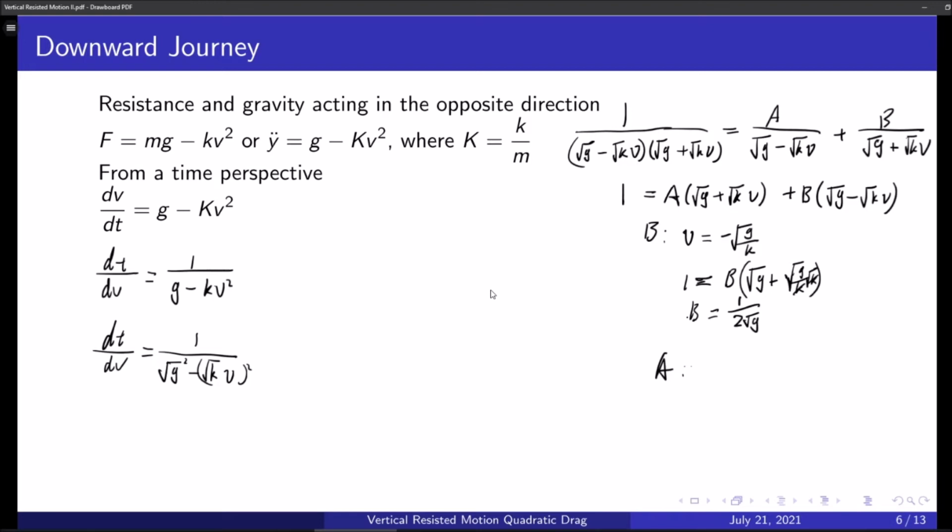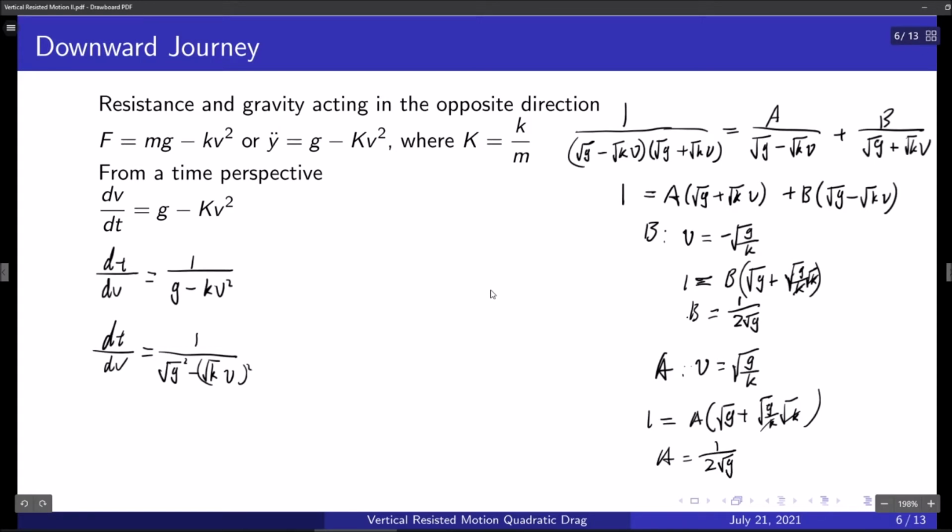B has to disappear, so v has to equal the square root of g over k, which means 1 equals a times the square root of g plus the square root of g over k times the square root of k. They cancel out, so a equals 1 over 2 square root of g as well. Okay, so here now we can expand everything.